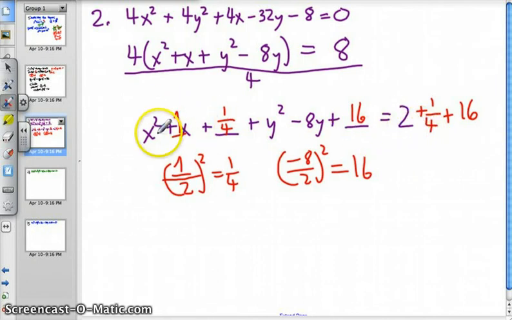Now, this x squared plus x plus 1/4, we haven't really dealt with factoring when we didn't have all integers, but the nice trick about completing the square is not only is it always going to factor into a perfect square, but it's always going to factor into your x plus, and then whatever this term here was when you just divided it by 2. So this is going to be x plus 1/2 squared plus, and then this one we can see is going to be y minus 4 squared.